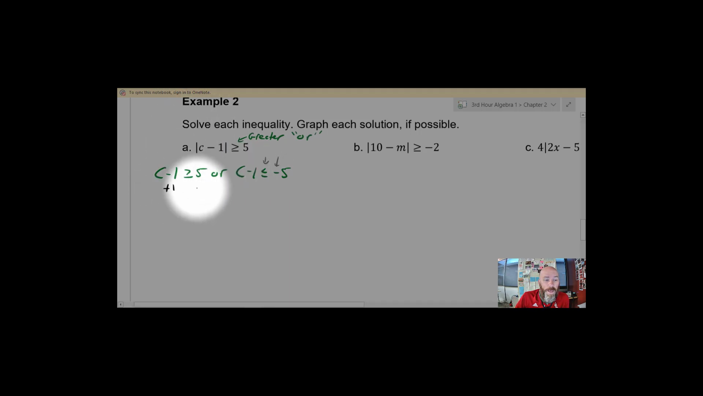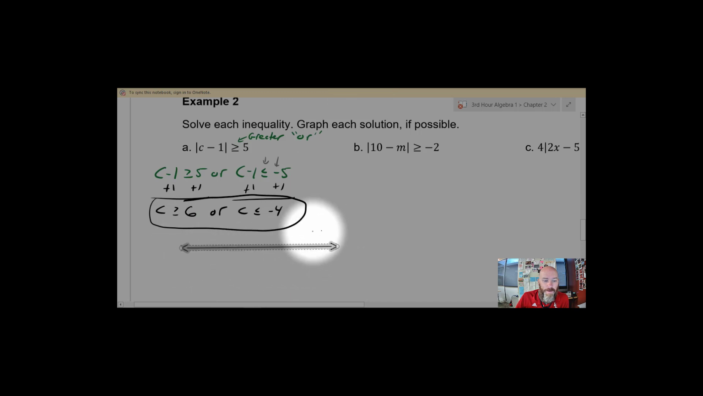So we're going to solve these like normal. Add 1 to both sides. So I get c greater than or equal to 6. Add 1 to both sides here. I get c less than or equal to negative 4. Put the word or between this. There's my solution. Let's go ahead and graph this. I have like negative 4, some number like 0 between, and then 6. These are going to be closed circles shaded to the sides.